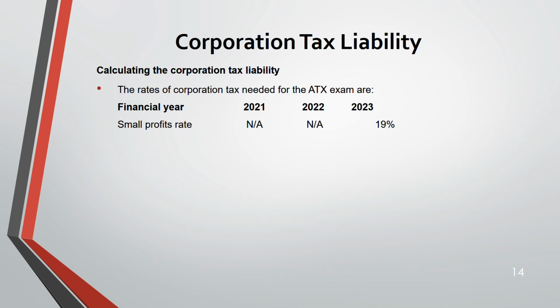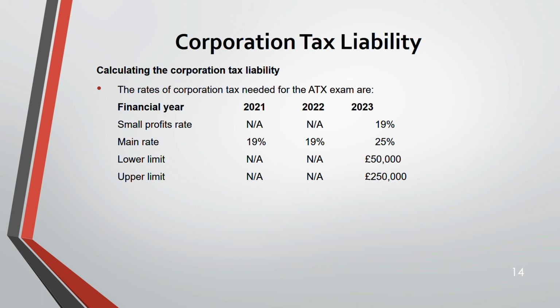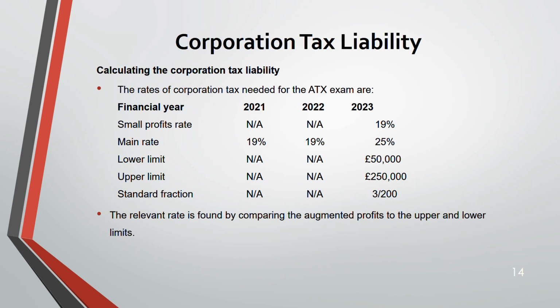For 2023, it's 19%. We have what is known as the small profits rate. Then we have a main rate. In 2023 it is 25%. In 2022 it was 19%. Then the lower limit is 50,000, upper limit 250,000, standard fraction 3 divided by 200. We'll go through this formula, don't worry.